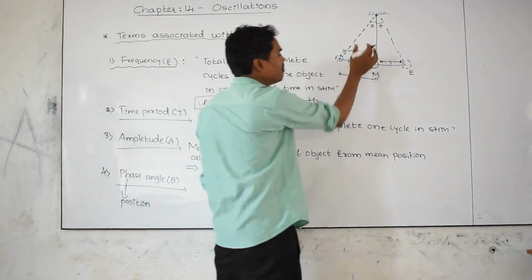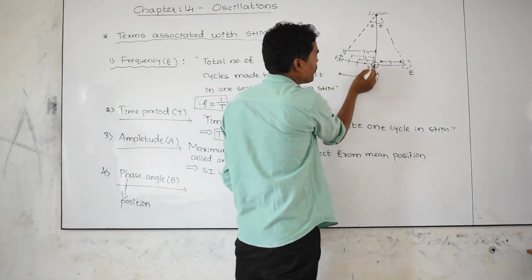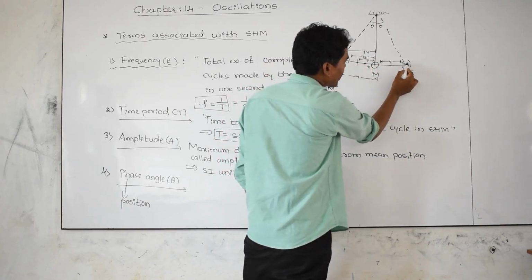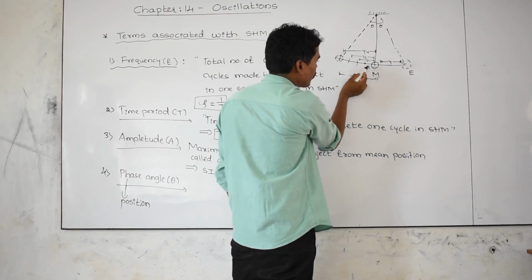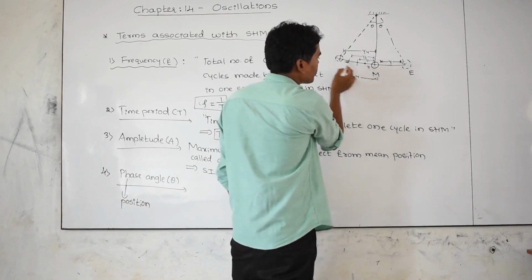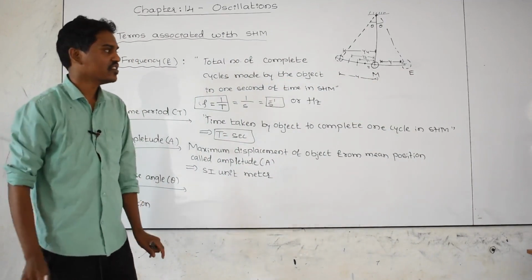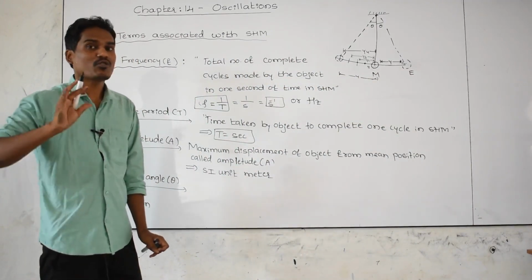Let us take the diagram. Now it is in the mean position. Now it is in the extreme position. Again coming back to mean, again going back to extreme, again coming back to mean position, again going back to extreme position. And it is in simple harmonic motion. Whenever the object is executing a simple harmonic motion, where is the location of the object?